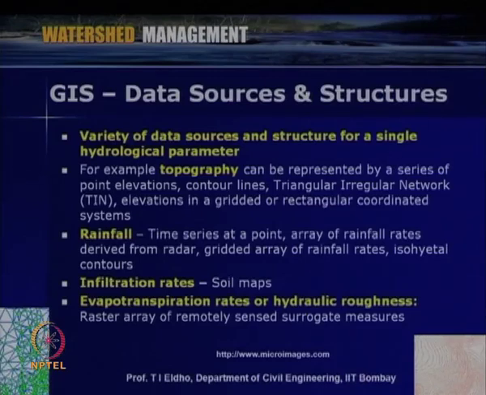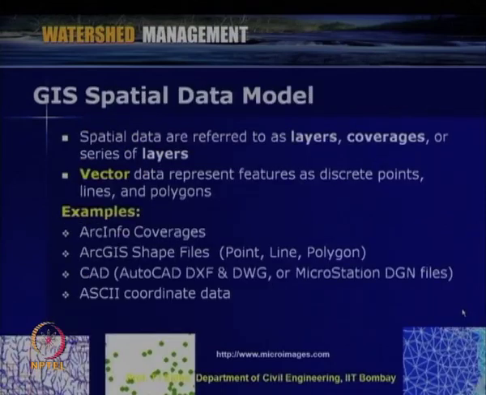So these soil maps can be used within a GIS environment to identify how infiltration is taking place. Then evapotranspiration rates or hydraulic references, depending upon the land use, land cover, the hydraulic reference will be varying. So by using a land use land cover map, we can identify the hydraulic roughness variation within the GIS environment. And then evapotranspiration variation with respect to vegetation or various water bodies, we can identify within a GIS environment. A raster array of remotely sensed surrogate measures also can be used to identify the evapotranspiration or the hydraulic references.